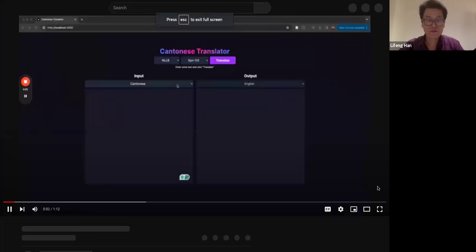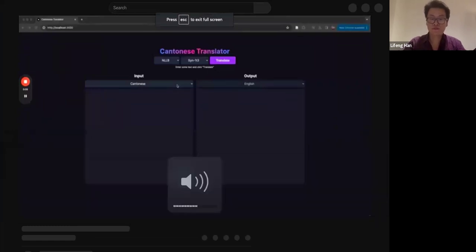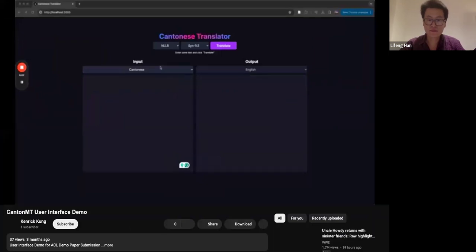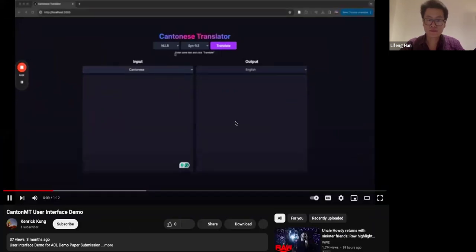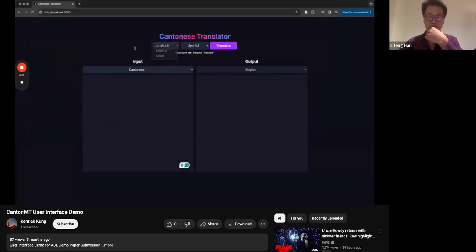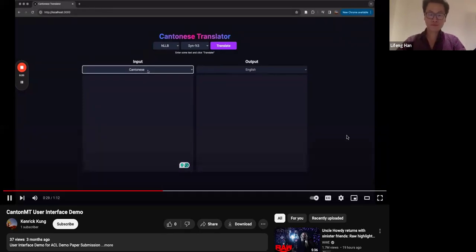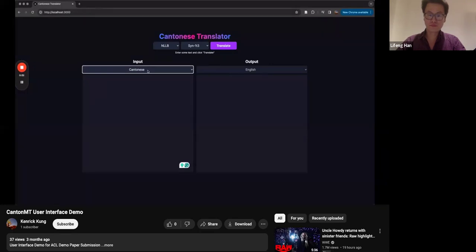Hi, this is a demo for the CantonMT paper. What we are doing here is an interface demo. First of all, we have some different models to choose from: NLLB, Opus, and mBART. That's the model type that we use for this project, but it can be expanded to different models too. For input, we have Cantonese and English, so it's both directions for now. But obviously, it can be improved in the future if someone wants to use it for a different language too.